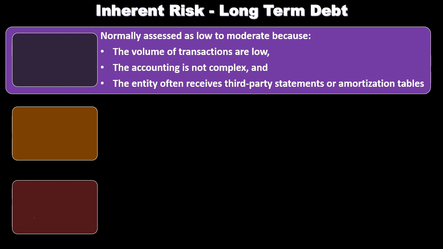Now we're going to take a look at inherent risk. So we're going to go through our process as we have done with other accounts and account types. We're going to take a look at inherent risk. We're going to take a look at control risk. Then we'll consider the types of testing related to controls and the types of testing related to the substantive tests.